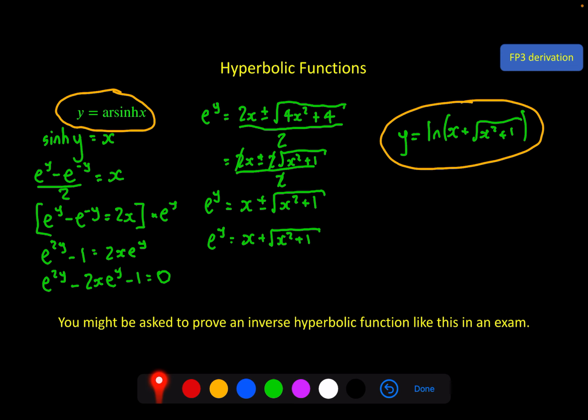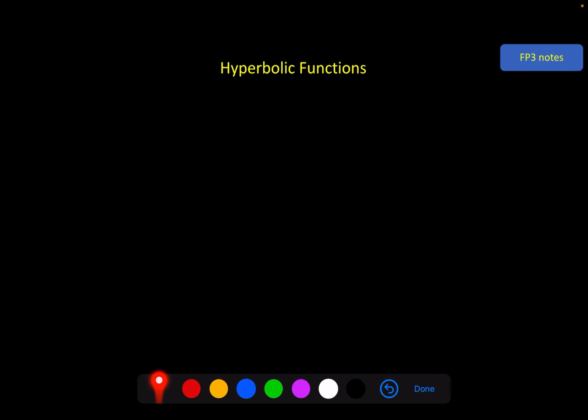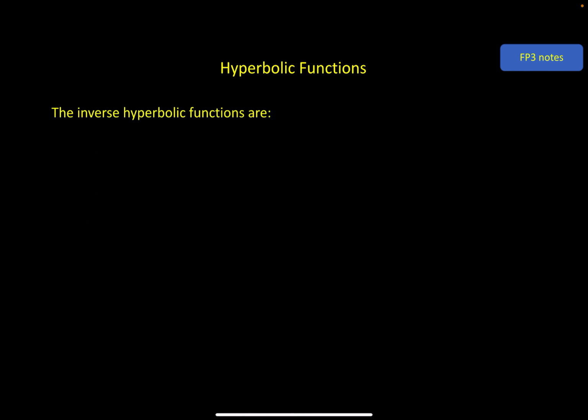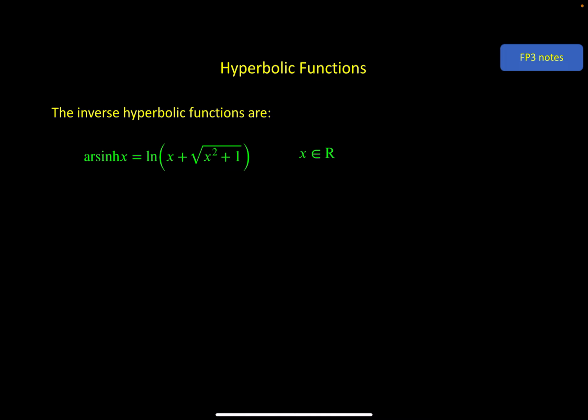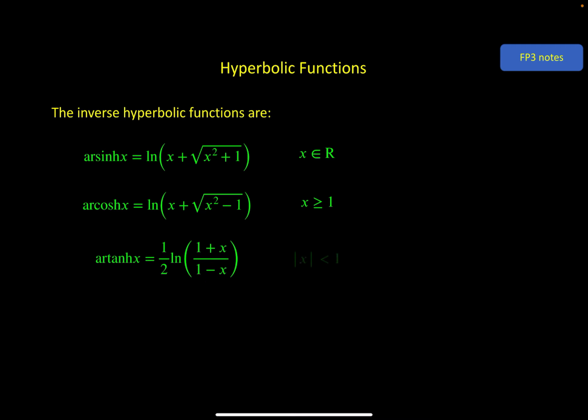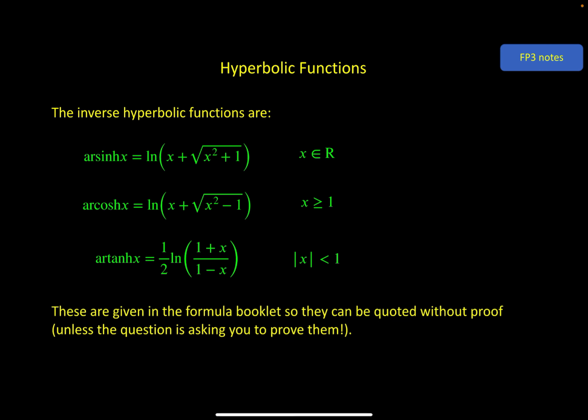However, if you're not asked to prove it, then you can use it without proof, because all of these are given to you in the formula booklet. You've got the 3 definitions in the formula booklet, which you can use without any problem. You don't need to show where they come from, unless the question is asking you to prove that they are true.